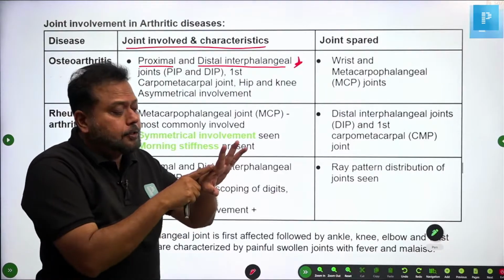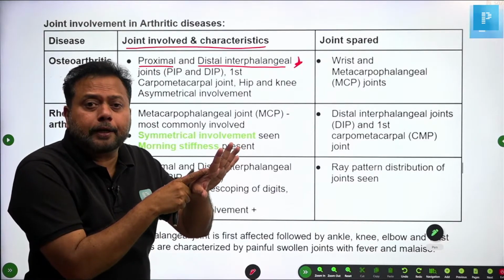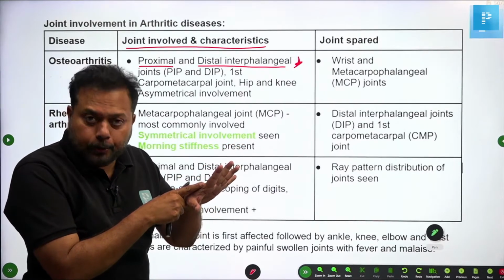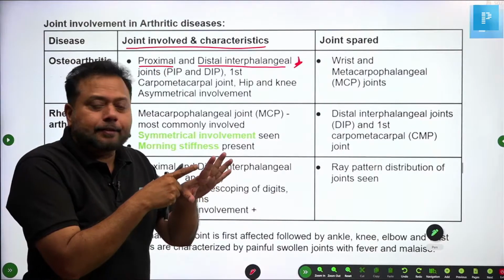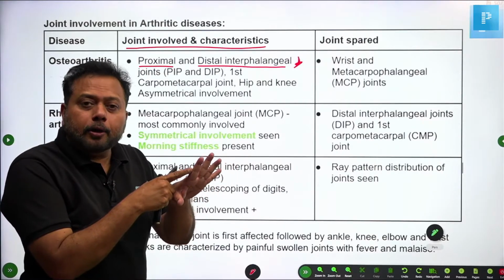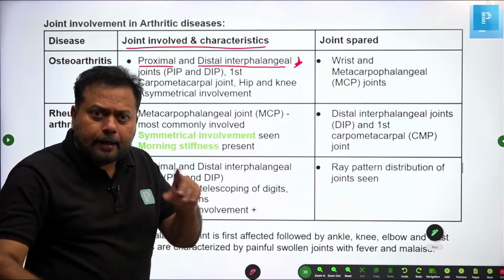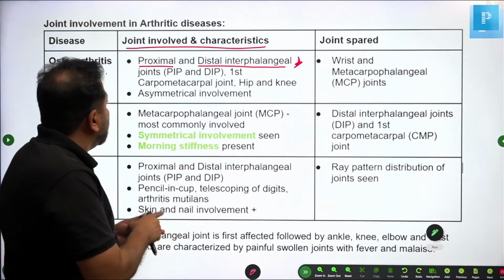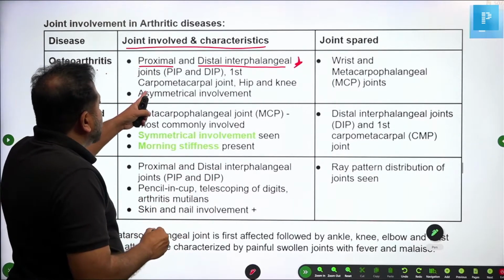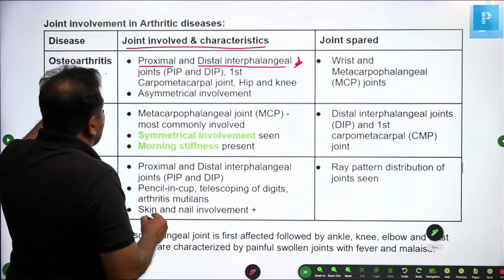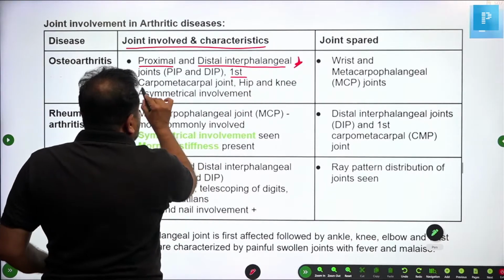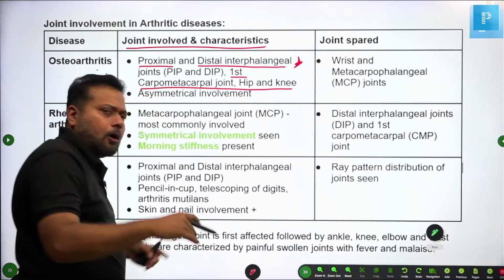In the proximal interphalangeal joint, the nodule that is formed in osteoarthritis is called Bouchard's nodule. In the distal interphalangeal joint, the nodule that is formed is called Heberden's nodules. Don't forget this. Frequently repeated MCQ. Osteoarthritis also involves the first carpometacarpal joint, hip, knee and all other major joints.